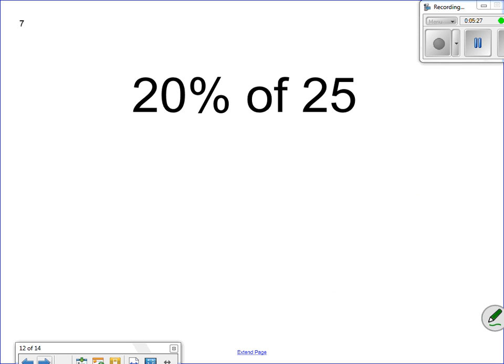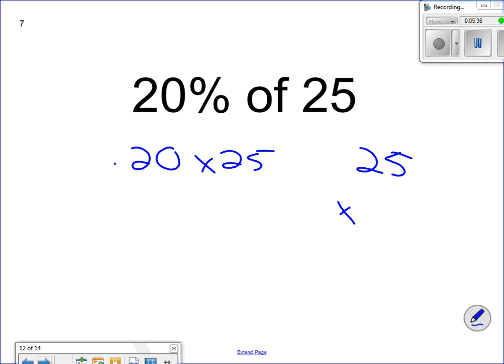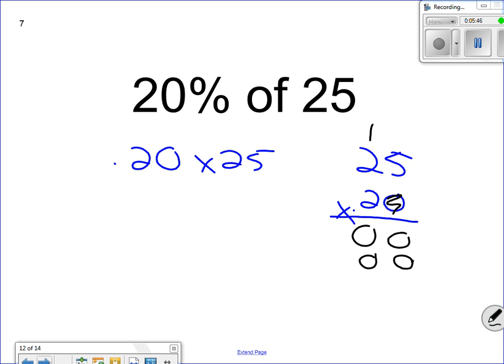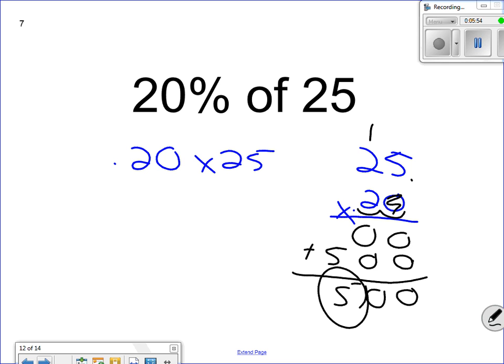20% of 25. Change this to a decimal. We have 0.20 times 25. 25 times 0.20. Let's multiply these. 0, 0. Place value holder. 2 times 5 is 10. 2 times 2 is 4, plus 1 is 5. 0, 0, 5. Where's the decimal? 1, 2. Decimal's there. My answer is 5.